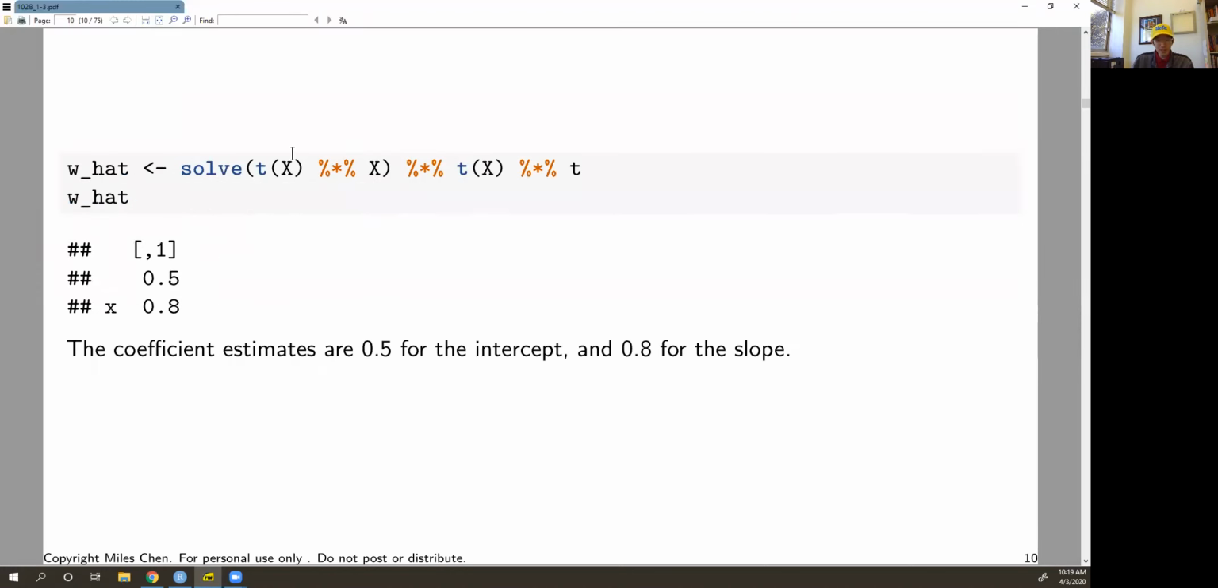Okay. So we've got X transpose X inverse times X transpose T, and that will produce this 2 by 1 matrix here. And this will correspond to the intercept being 0.5 and the slope 0.8. So this is W hat, our estimated parameters for the slope and intercept of an ordinary least squares regression line. In this case, it is X transpose X inverse times X transpose times T, and that is this 2 by 1 matrix, 0.5 and 0.8.